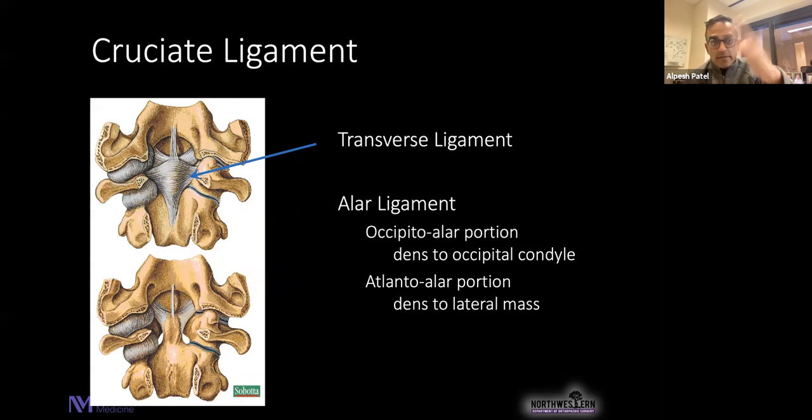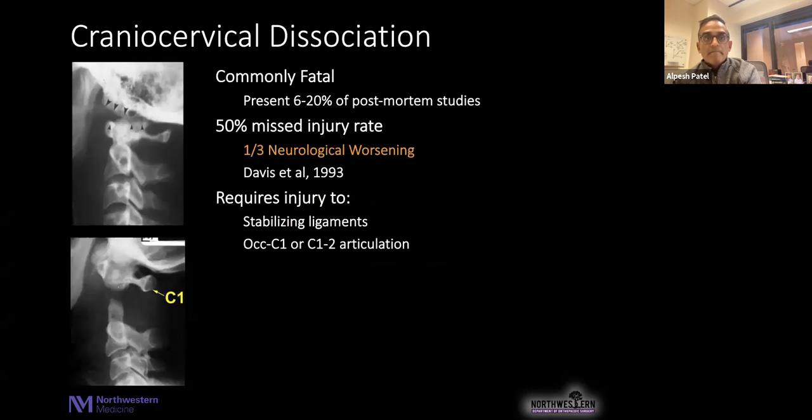If you were to resect or flip that part of the cruciate ligament off, you'd see the alar ligaments, these apical ligaments coming off of the dens and either attaching to the occipital condyle or to the lateral mass. There's sort of two bands that go in each direction. And those come into play as we start to look at certain occipital condylar fracture patterns, or maybe even some of the lateral mass type fracture patterns that we identify.